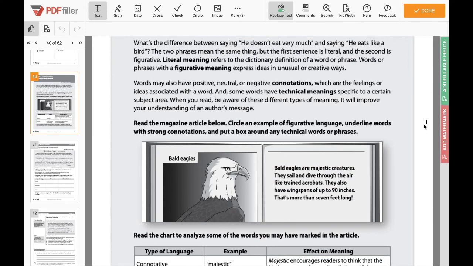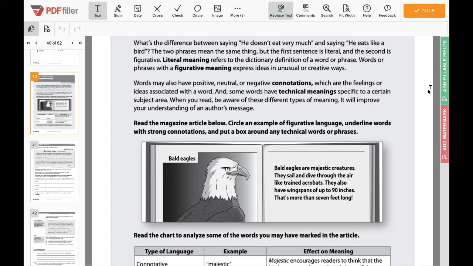It says, what's the difference between saying he doesn't eat very much and he eats like a bird? These two phrases mean the same thing, but the first sentence, he doesn't eat very much, is literal, and the second sentence is figurative. Literal meaning refers to the dictionary definition of words or phrases. That's what we're looking for when we look at context clues. We're looking for the literal dictionary definition of words and phrases.